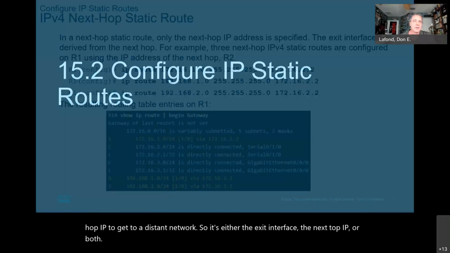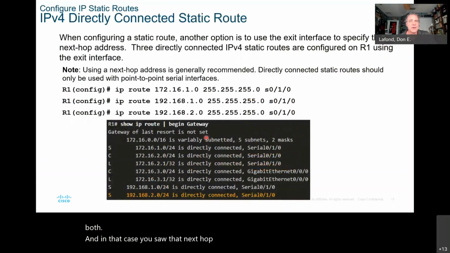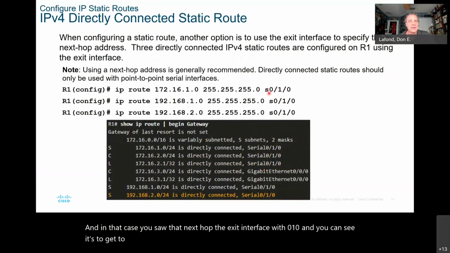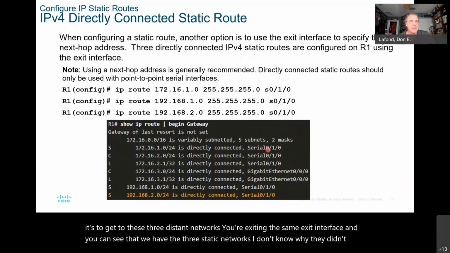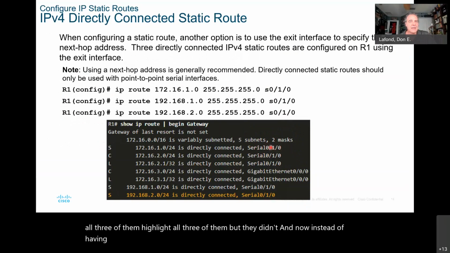And in that case, you saw that the exit interface was S0/1/0. And you can see to get to these three distant networks, you're exiting the same exit interface. And you can see that we have the three static networks. I don't know why they didn't highlight all three of them, but they didn't. And now instead of having an IP address, it's saying the next hop is Serial 0/1/0.